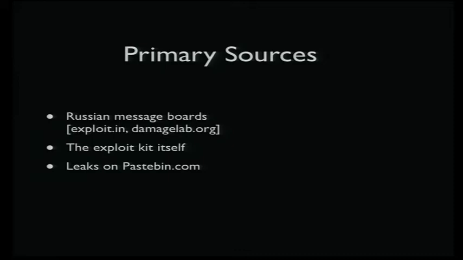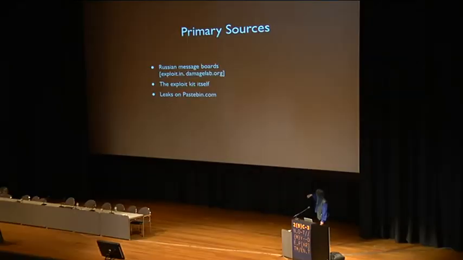The other thing is that pretty much everyone is getting the information from these three sources. Actually, this one's kind of optional, but basically there's the exploit kit itself, and then there's everything the author posts on a bunch of message boards in Russia. These days it's mostly exploit.in. Way back two years ago when 1.0 came out, it was mostly on this other website. And you also find a lot of interesting stuff turning up on Pastebin. I'll get to that in a moment.